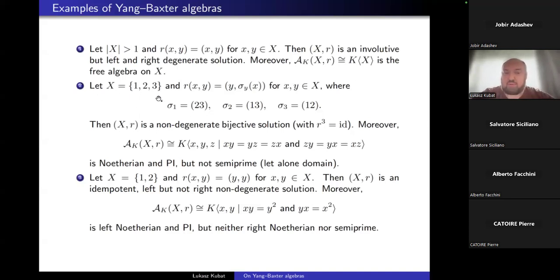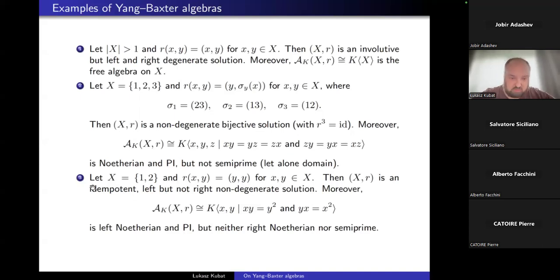There are also some other examples. For example, in this example, built on a set of cardinality three, coming from free transpositions, it's possible to check that such a formula gives you a solution which is not bijective, so no longer involutive, but it's of order 3. It's two-sided non-degenerate, and its algebra has the following presentation. It's still Noetherian, still PI, but it's not semiprime, so it's also not a domain. So if we skip some nice properties of our solution, for example, involutivity or non-degeneracy, also some nice properties of the corresponding algebras are lost.